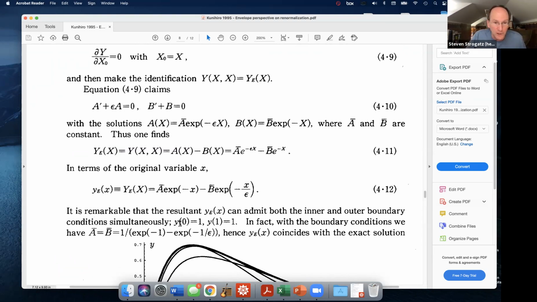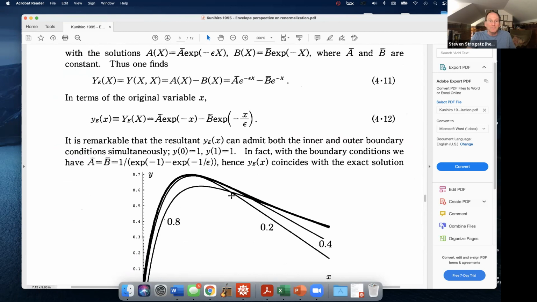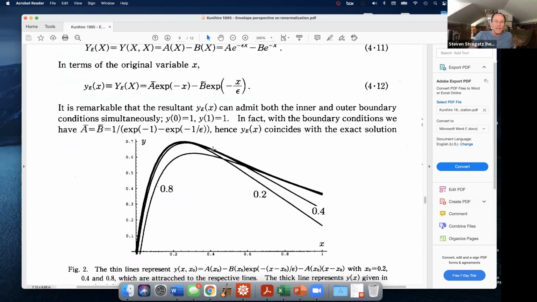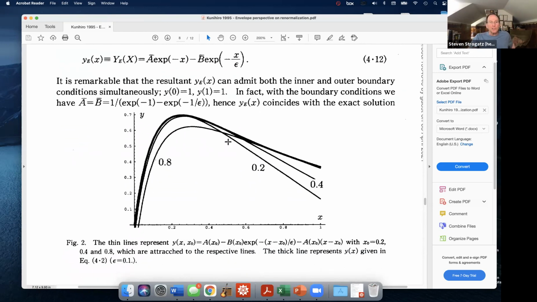So then you can just impose the boundary conditions from the original problem. You can impose a condition at 0 and at 1, and then get these constants A bar and B bar, and they come out to be exactly what you want. The envelope condition gives you the exact solution. In other words, the A bar and B bar end up being this denominator that we saw earlier in the exact solution.